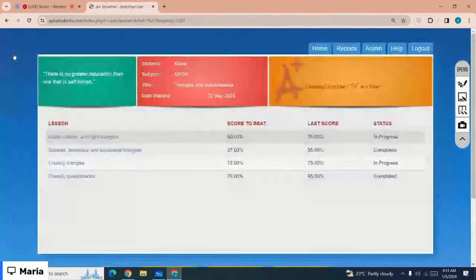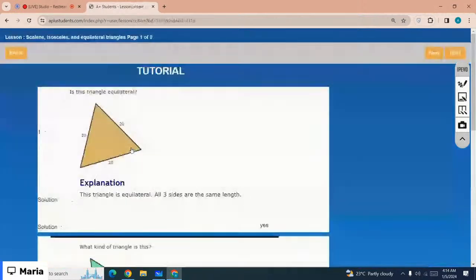And the next lesson is scalene, isosceles, and equilateral triangles. So let's just start with the next lesson. So basically, the scalene, isosceles, and equilateral triangles are based on the sides. You can classify the triangles on the basis of sides, right?